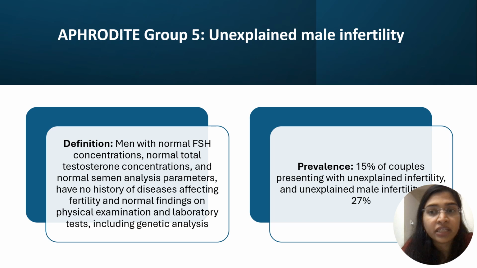Next group is unexplained male infertility. Group 5 is unexplained male infertility. The definition is a man with normal hormonal parameters and normal semen analysis parameters, having no history of diseases that can affect fertility, and normal findings on physical examination and laboratory tests, including genetic analysis. Prevalence is 15% of couples presenting with unexplained infertility, and unexplained male infertility is 27%.